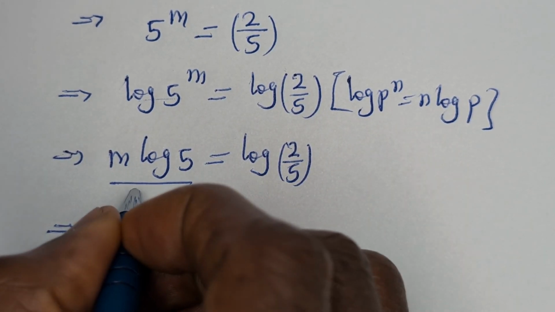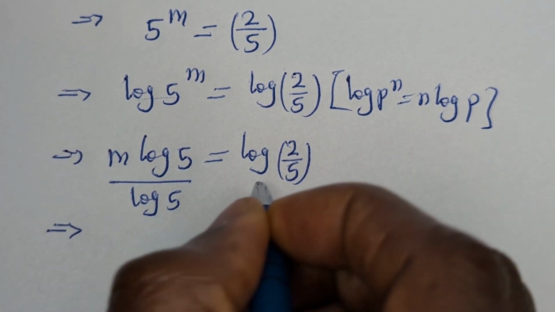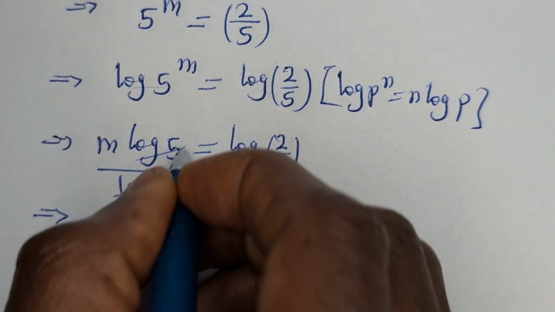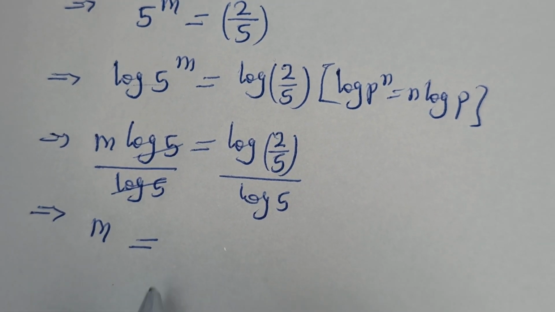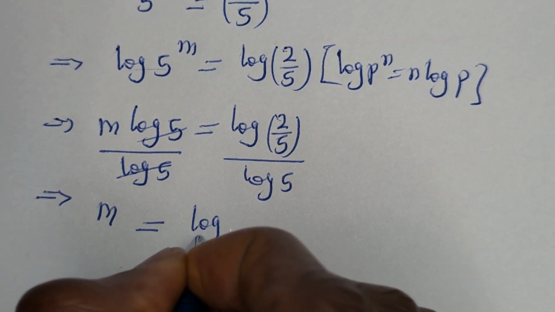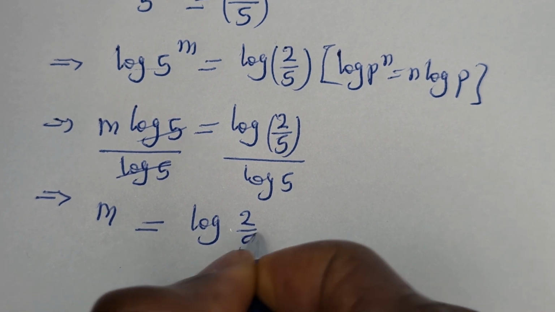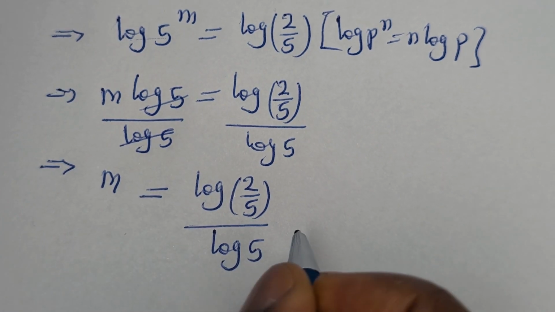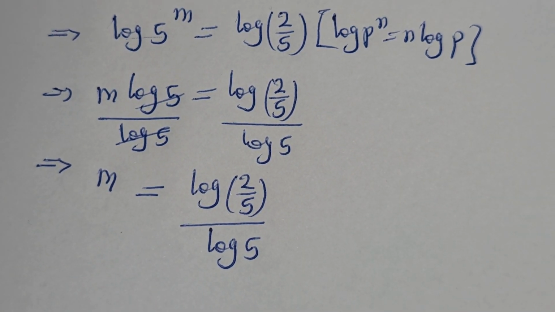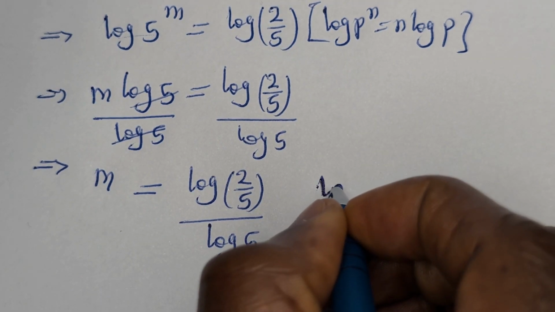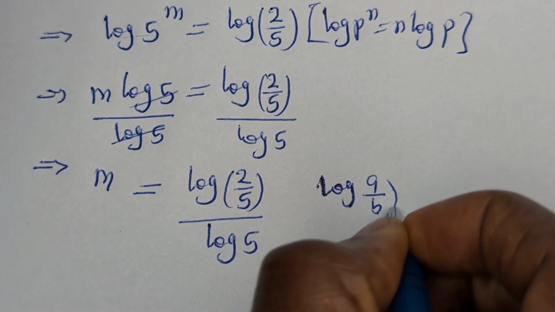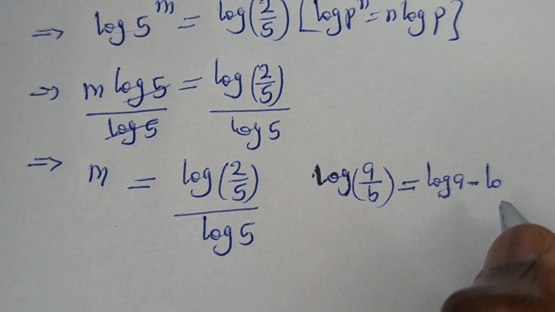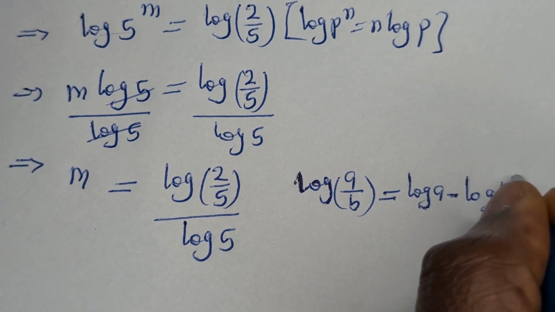Let's divide both sides by log 5 divided by log 5. This cancels this. M is equal to log 2 divided by 5 divided by log 5. Then if you have log a over b, this is equal to log a minus log b.